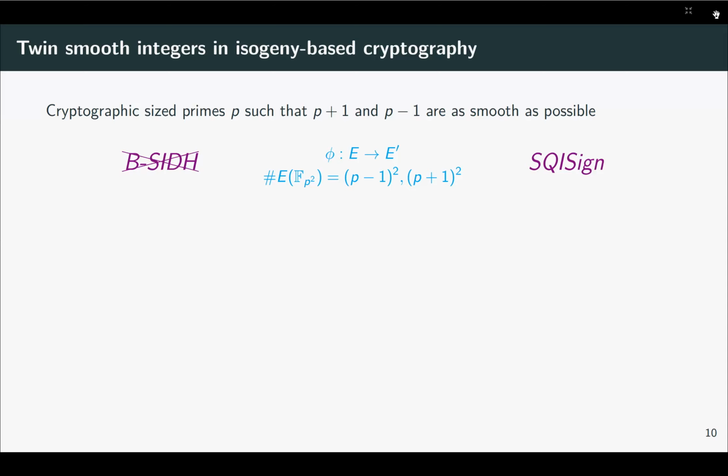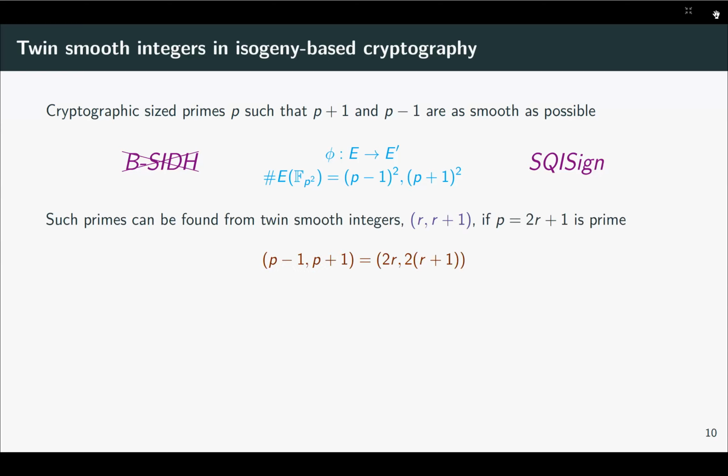And the idea is that we're going to work with supersingular elliptic curves with either P minus 1 squared points or P plus 1 squared points. And thus we can keep our isogeny computation efficient. Now, you can think of these sort of primes as a special case of the prime. In particular, if you have a smooth twin R and R plus 1, and you take their sum, 2R plus 1, then you get exactly what we have over here, if it is a prime. And if you look at the factorizations of P minus 1 and P plus 1, they contain R and R plus 1.